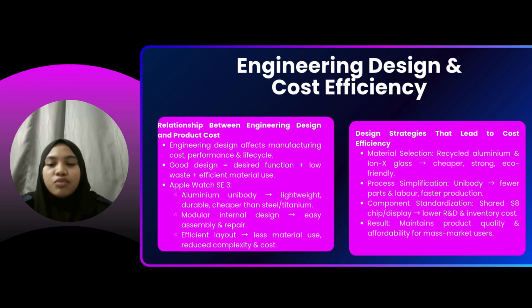Next, let's move to the design strategies that lead to cost efficiency. Apple used recycled aluminium and Ion-X glass, which are not only cheaper and strong but also eco-friendly. Through process simplification, like the unibody design, they use fewer parts and less labor, which means faster production. They also practice component standardization, meaning they share the same chips and display with other models. This lowers research, development, and inventory costs. So overall, smart engineering design directly leads to cost saving, better efficiency, and sustainable production.